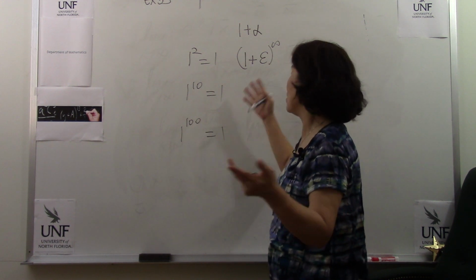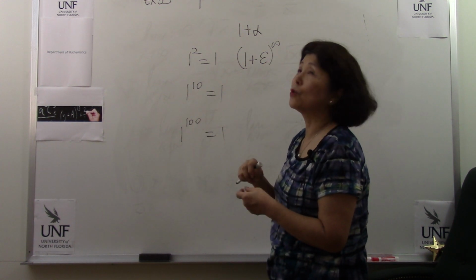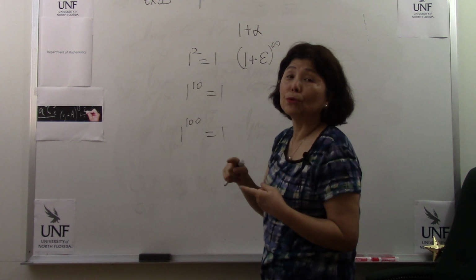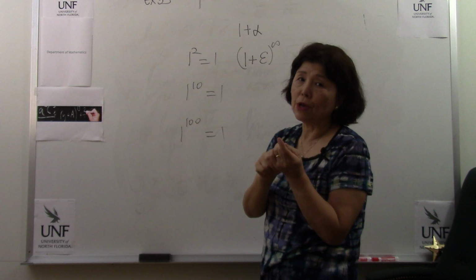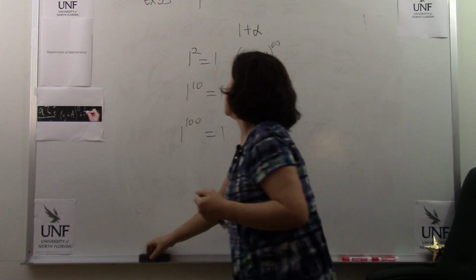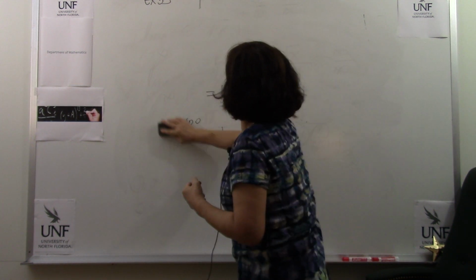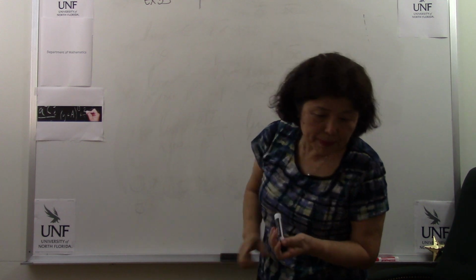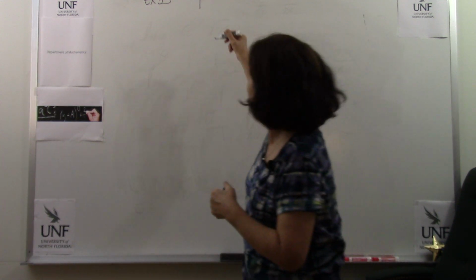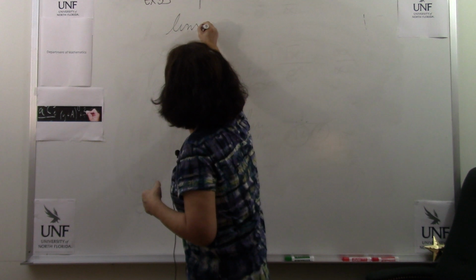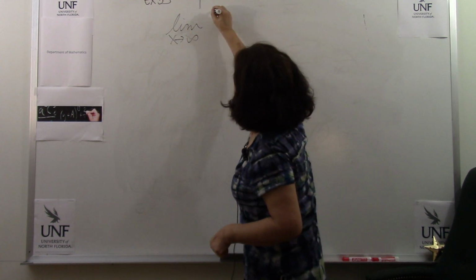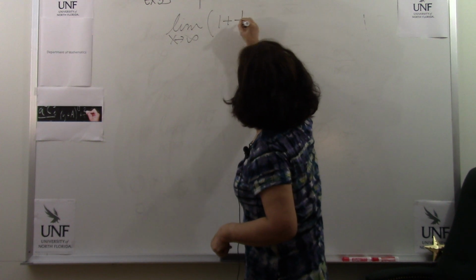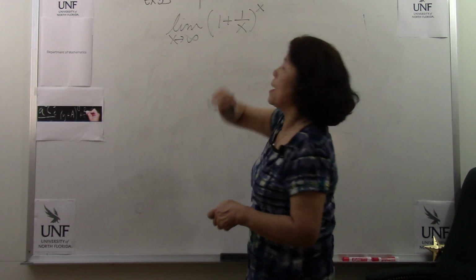In this case, what's going to happen? It is going to be 1, or it will go to infinity, or it will go to some other number that we already know. Okay? It's going to be an interesting case. So, a specific example is the limit as x goes to infinity of 1 plus 1 over x, to the x power.